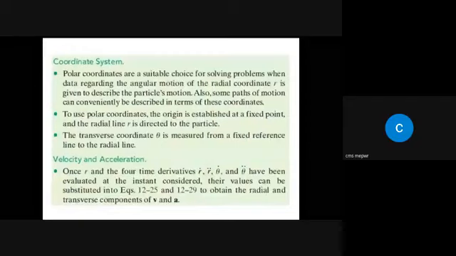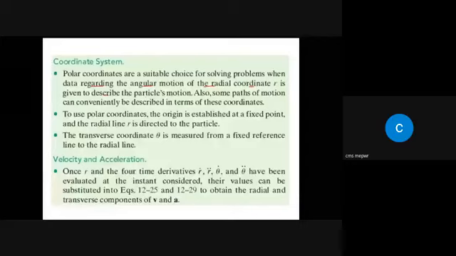So now let's look again at what we explained a few moments ago: polar coordinates are a suitable choice for solving problems. Polar means 2D, r theta, right? They are suitable when data regarding the angular position of the radial coordinate r is given, that is, when data regarding the angular motion of the radial coordinate r is given to describe the particle motion.